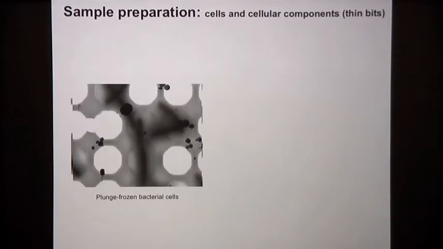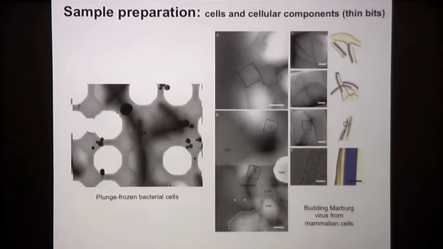If we want to look at whole cells, then we can be lucky, like with bacterial cells. We can simply plunge freeze them, and these bacterial cells are thin enough for the electron beam to get through, and we can simply acquire a tomogram of these cells. If, however, we are unlucky and we are imaging mammalian cells, then we can only image the bits which are thin enough for the beam to get through.